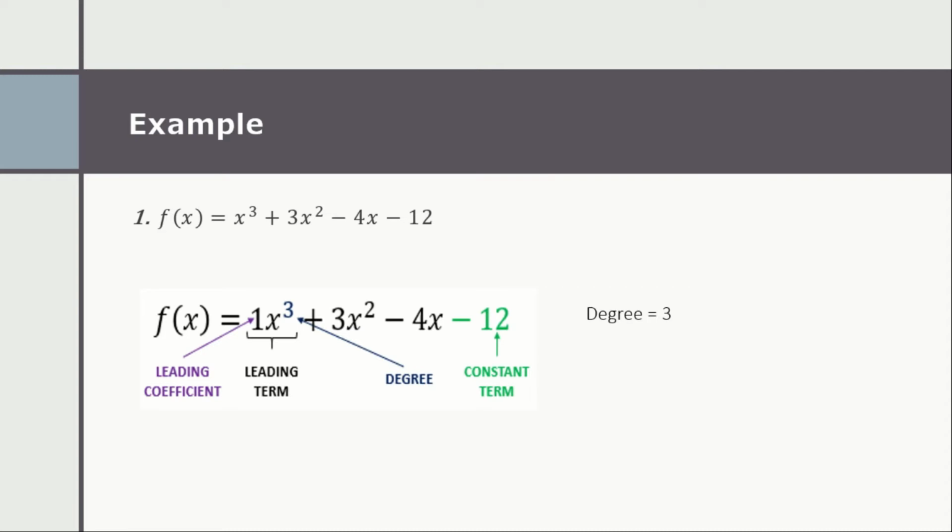Next, we need to identify the leading term. The leading term is the term where the highest exponent belongs, and that is x raised to 3. And the leading coefficient is the coefficient included in the leading term. So we have x raised to 3 as the leading term, and we don't see any coefficient, but it means that we have an imaginary 1. So we write 1. And lastly, identifying the constant term. It is the term wherein it doesn't have any variable. And in the given polynomial function, that is negative 12.